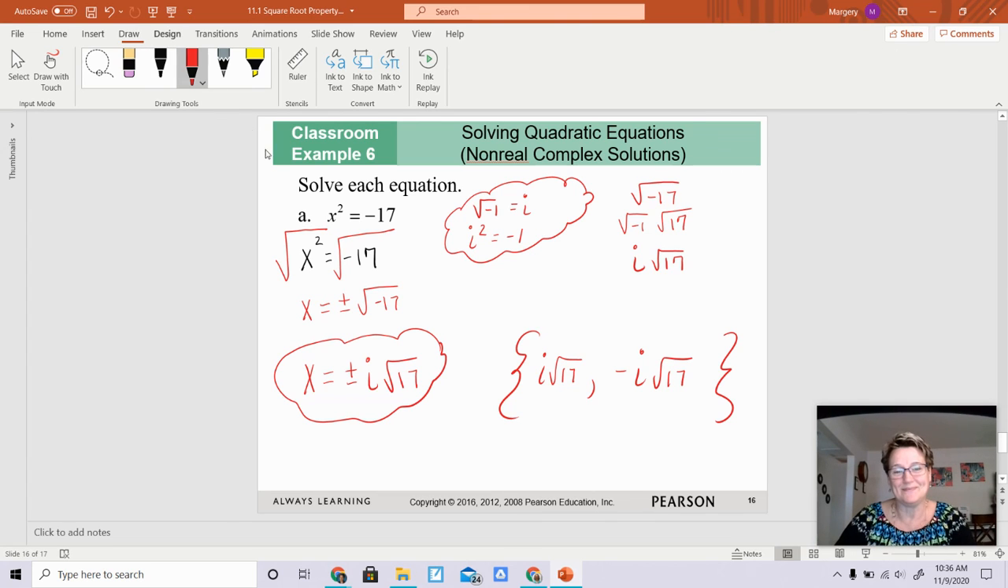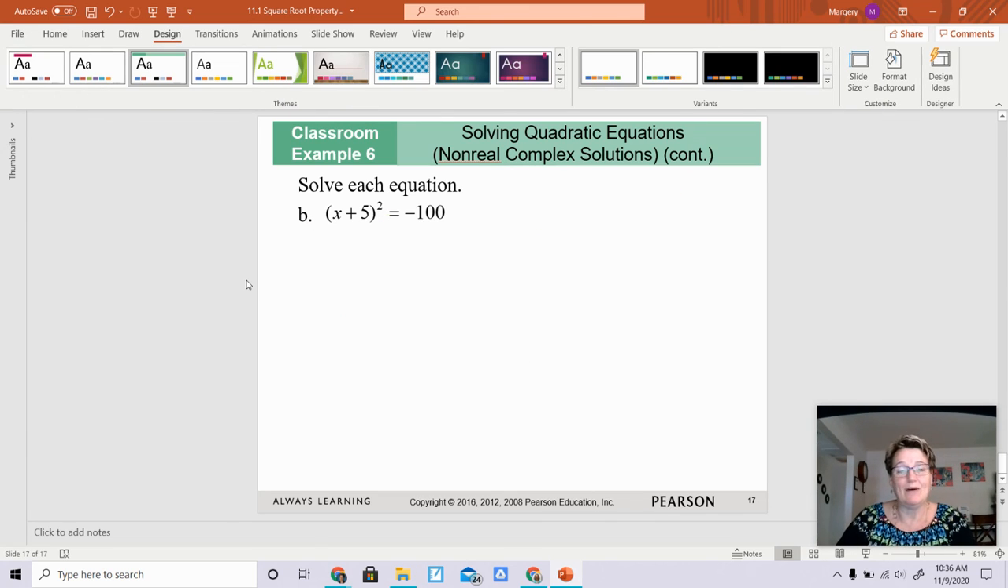Let's do another one. Now on this one, if you notice, I don't have a number in front of this. I don't have a number in the back of the x plus 5 squared. My goal is to get the x plus 5 squared, and we got to get rid of the square. I'm trying to think and write at the same time.